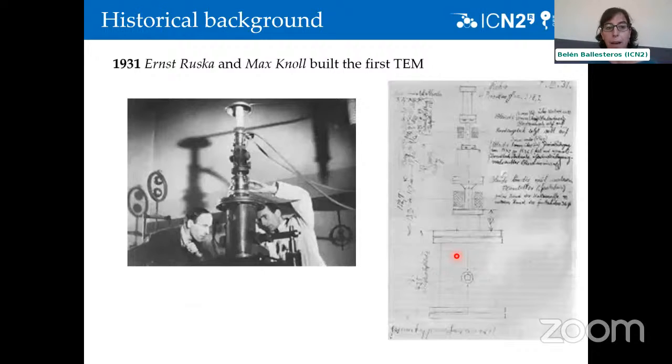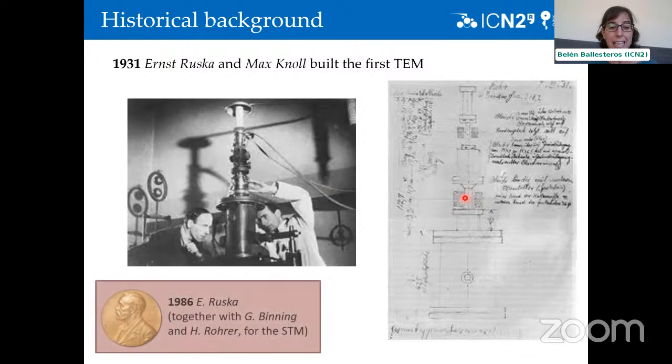With this in mind, Ernst Ruska and Max Knoll were developing the first TEM in 1931. This is a picture of them preparing the equipment, and this is an image of some of the notes they were taking. This development was such an important breakthrough in science that the Nobel Prize was given to Ruska, together with Binnig and Rohrer, who developed the STM, which is another type of microscope.